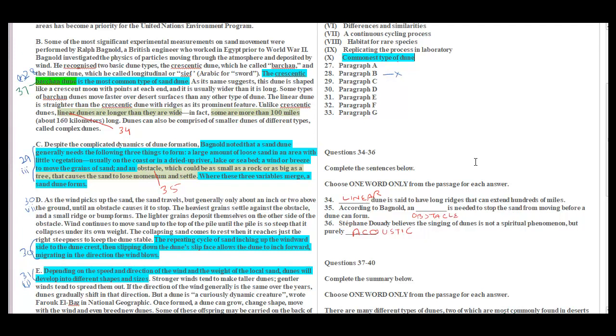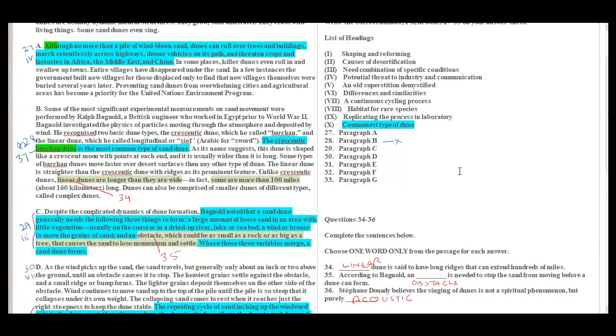Second point is these sand grains are moved with the wind or breeze. Then third is the obstacle, which could be as small as rock or as big as tree, that causes the sand to lose momentum and settle. So when these sand gets settled over there that these sand dunes are formed. So here the answer is third one, need combination of specific conditions. So 3 points are given how the dunes are formed.